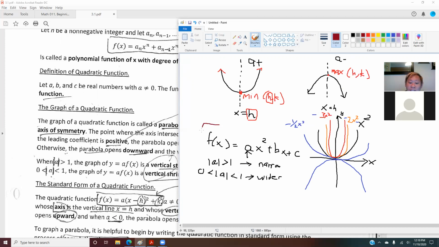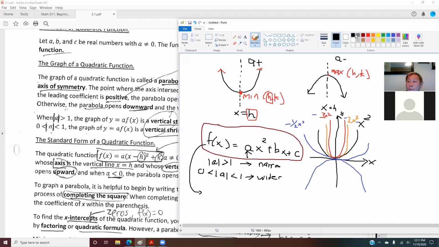A lot of questions in the homework ask you to transform this quadratic formula into what we call standard form. The reason they want you to translate into standard form is because in standard form, you know your vertex (h, k).